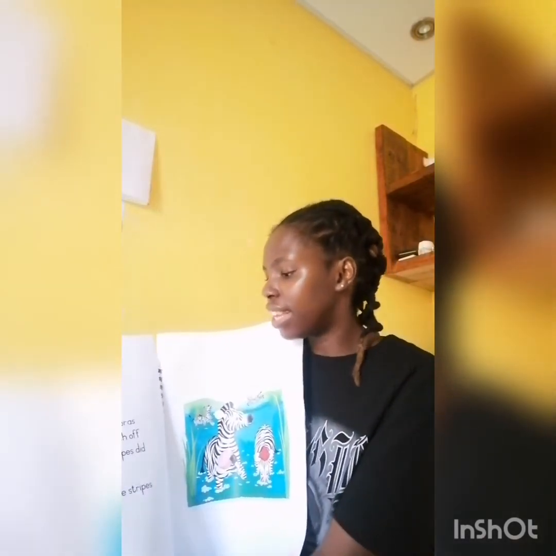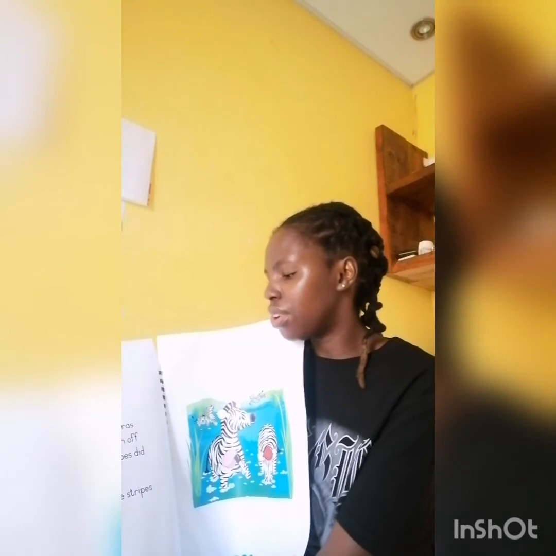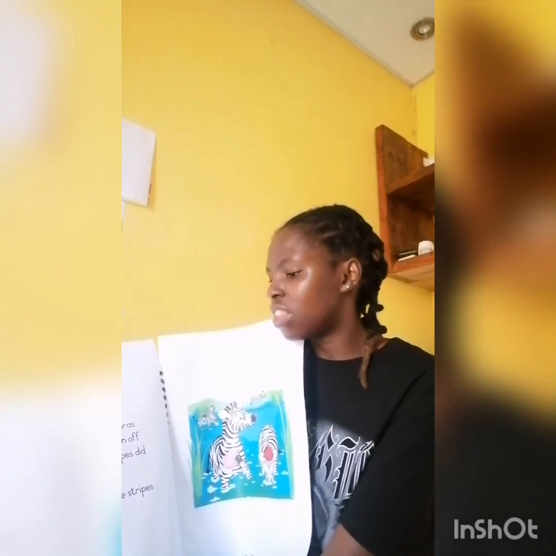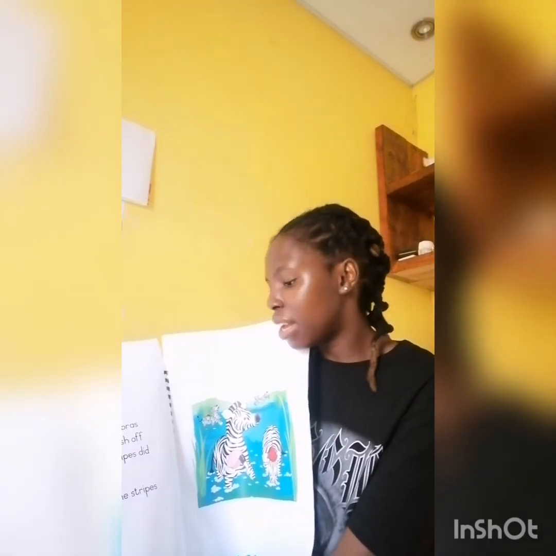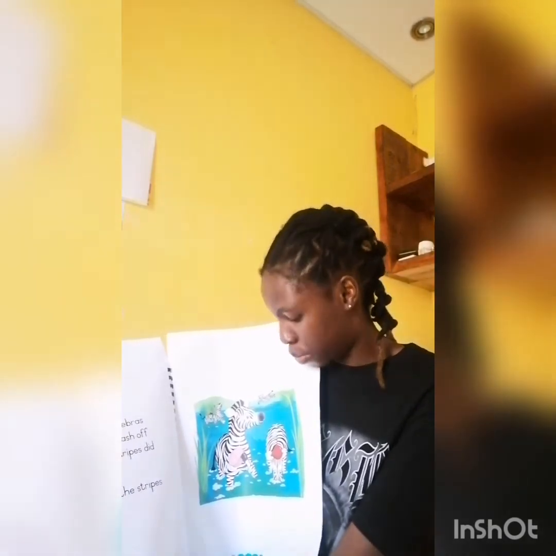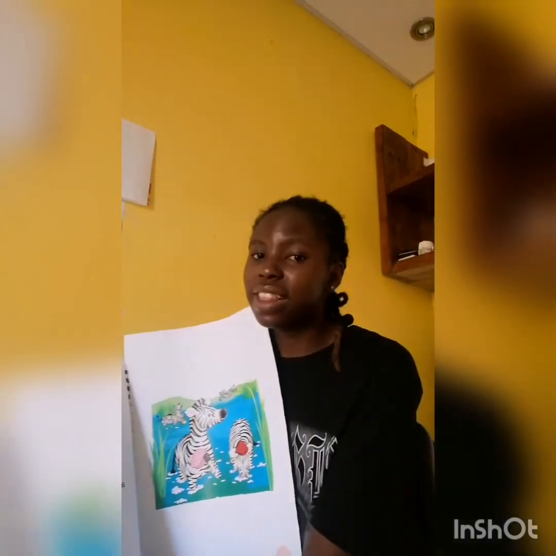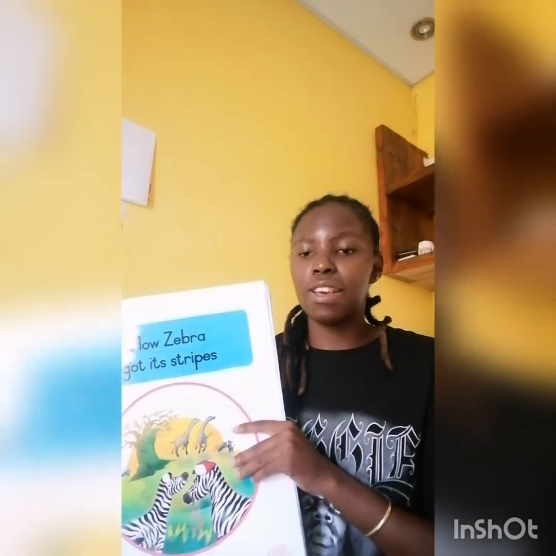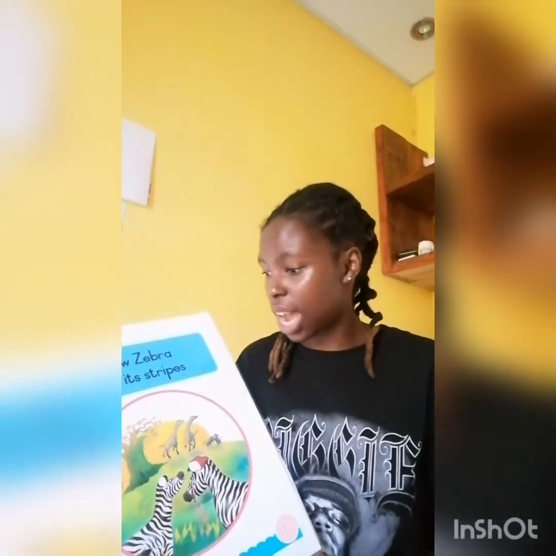A few days later, the zebras went to the river to wash off the stripes, but the stripes did not come off. The sun had burnt the stripes into their bodies. So it means that the stripes were there for the rest of their lives, and that's how they got to have the stripes that they had, right? So, who can tell me what is the story about?